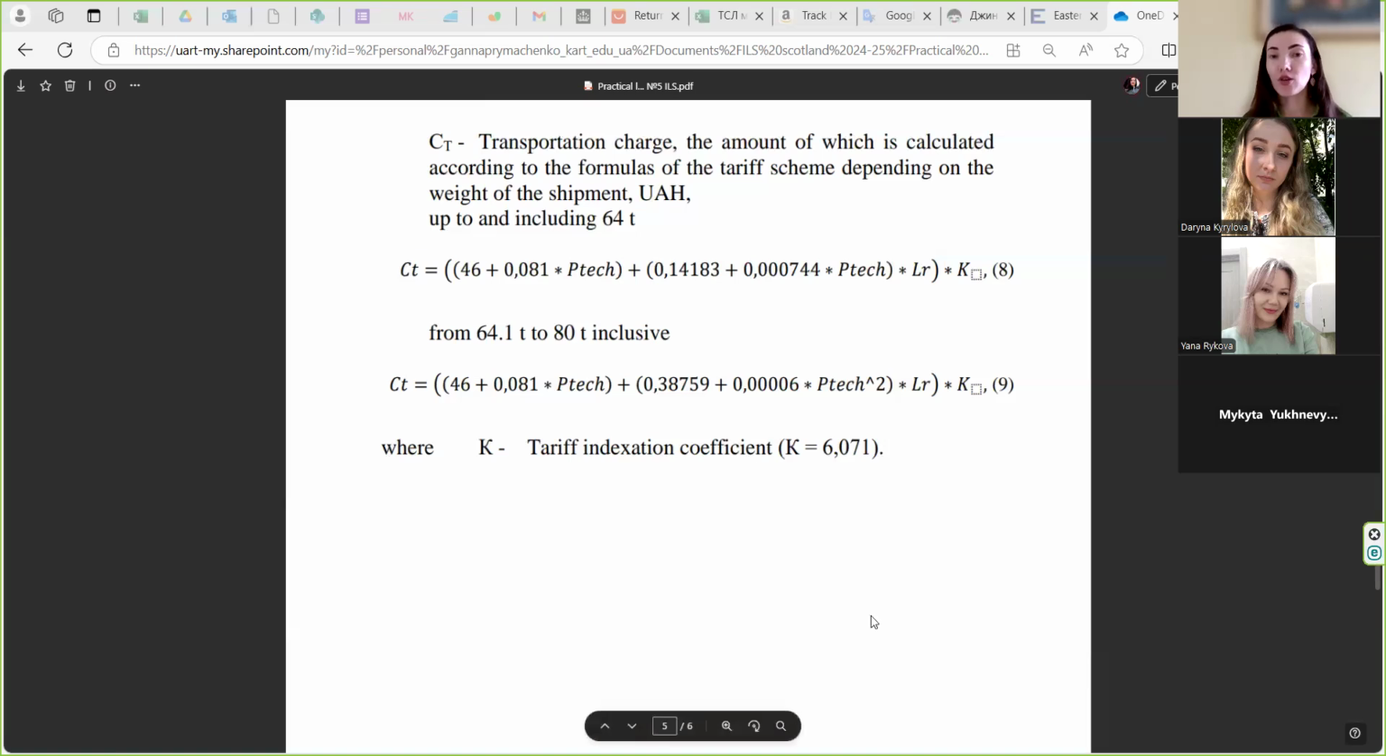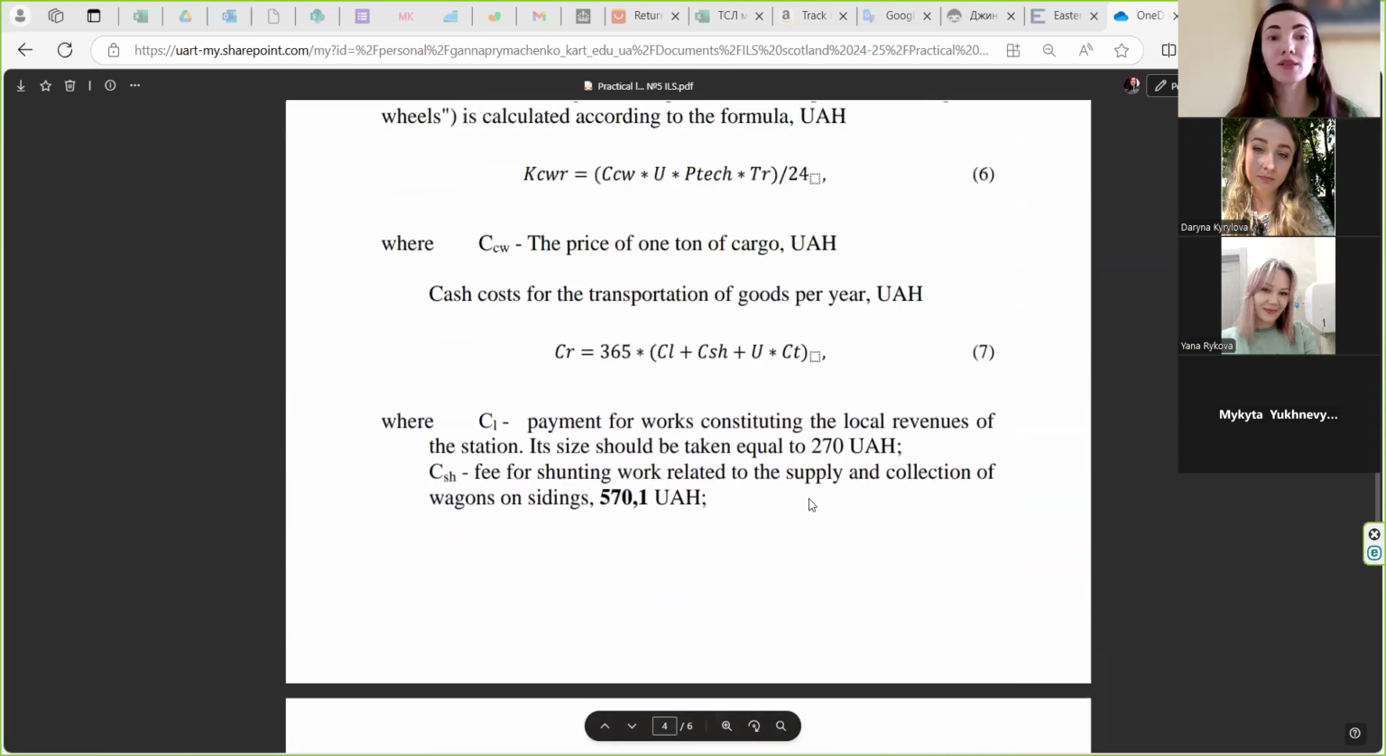I think you already calculated it. It is not very difficult, but there are big parts with different meanings. After calculating formula H or 9, we do our next formula number 7. This formula gives the cost of delivery in one year. So it is the cash cost for the transportation of goods per year, also in hryvnias.